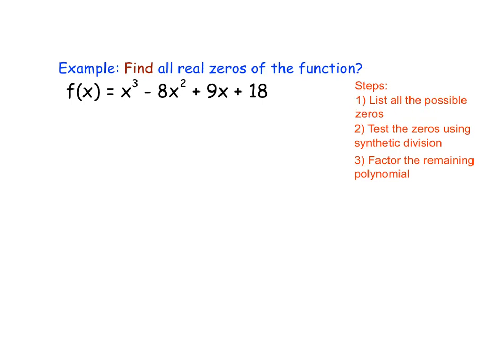Okay, so I'm going to start by finding my P and my Q. So my P value is my constant, which is 18.